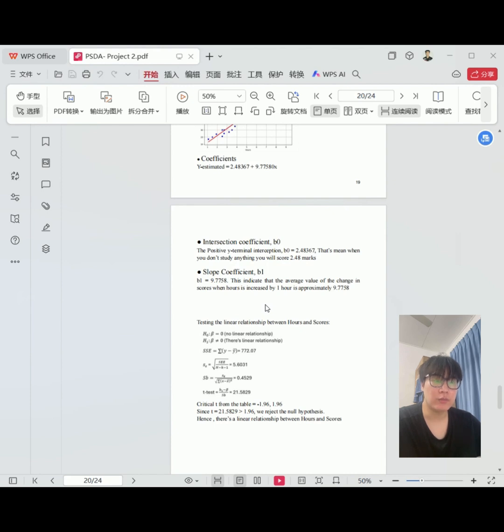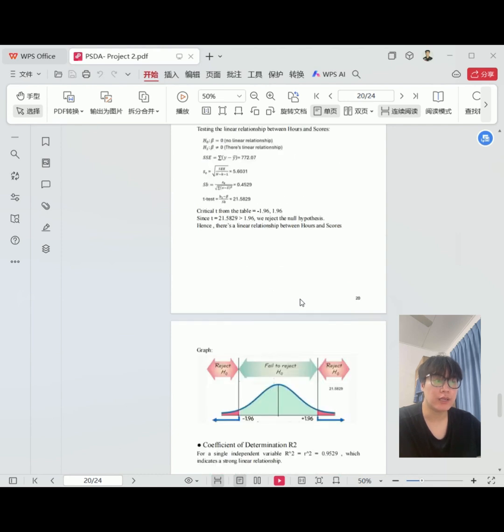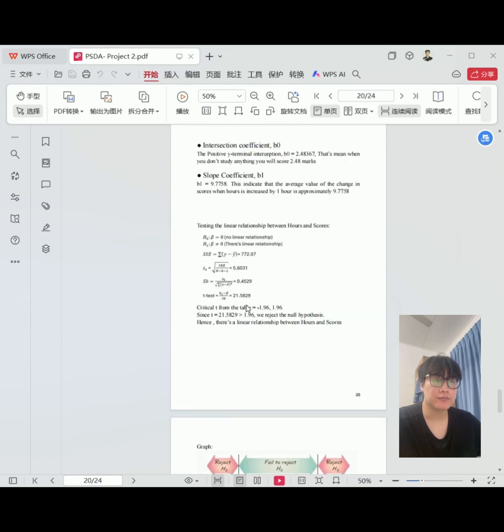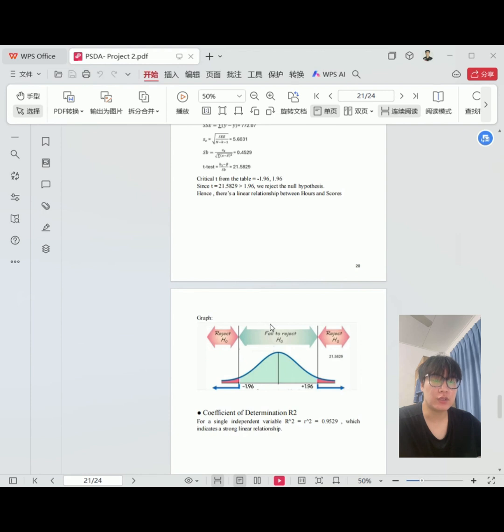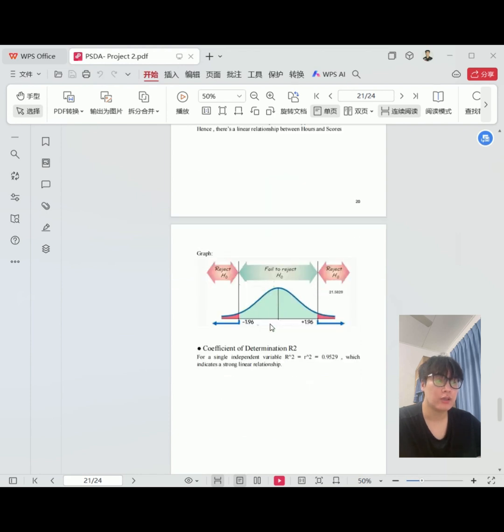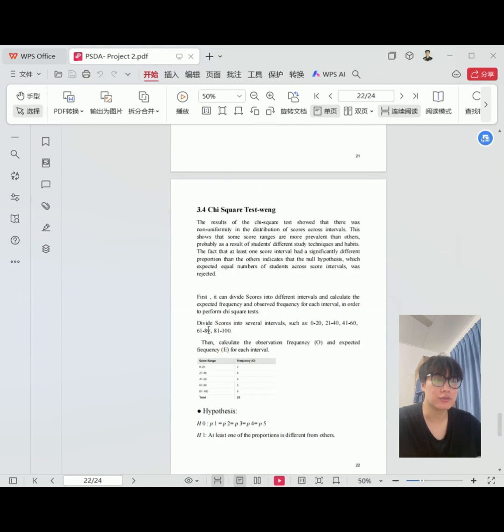Then we perform a t-test to verify the linear relationship with critical t-values of minus 1.96 and 1.96. The calculated t-value of 21.5829 is greater than 1.96. So we reject the null hypothesis, confirming the linear relationship between study time and the scores. Finally, the coefficient of determination is equal to 0.9529, which indicates a strong linear relationship between study time and the scores.